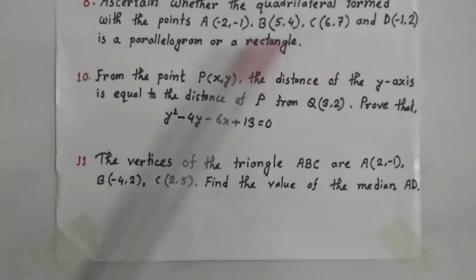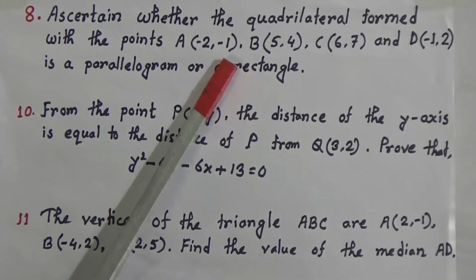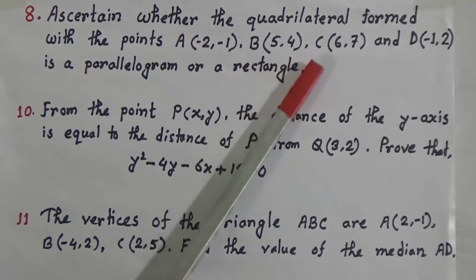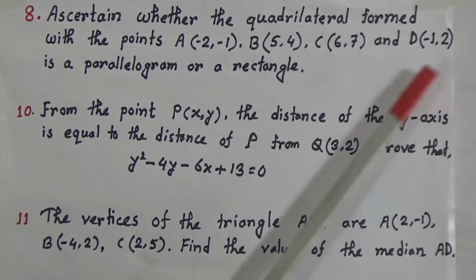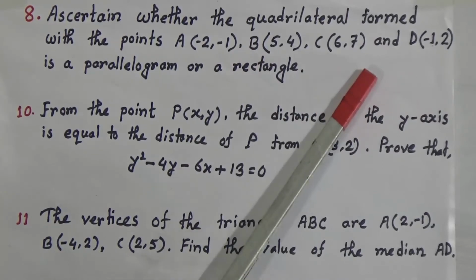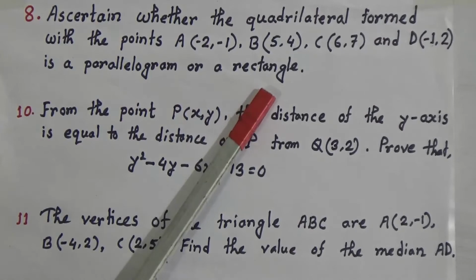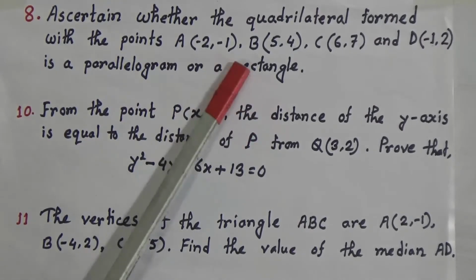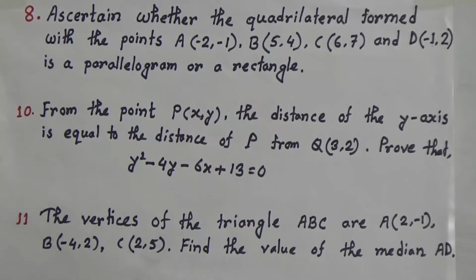Question number 8 is: ascertain whether the quadrilateral formed with the points A(-2, -1), B(5, 4), C(6, 7) and D(-1, 2) is a parallelogram or a rectangle. These four points form a quadrilateral, and we need to identify whether it is a parallelogram or a rectangle.